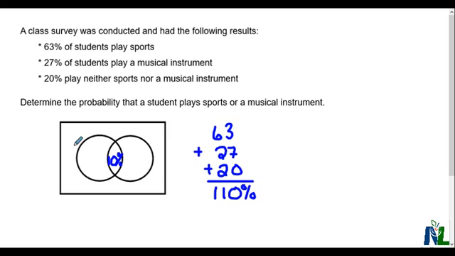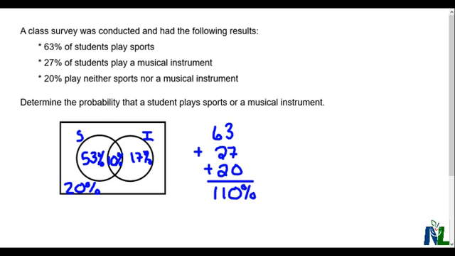Now, if 63% plays sports, so I'm going to label this one sports and this one instruments, that means that this is 53. 27% play instruments, so that's 17. And 20% play neither, so that goes out here. So this whole Venn diagram should now add up to be 100%.